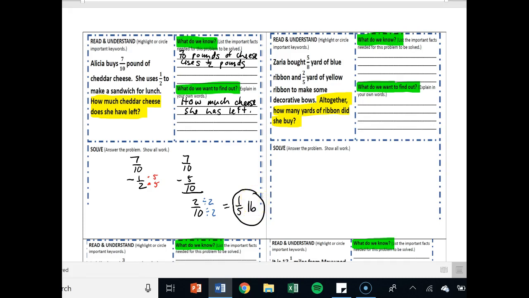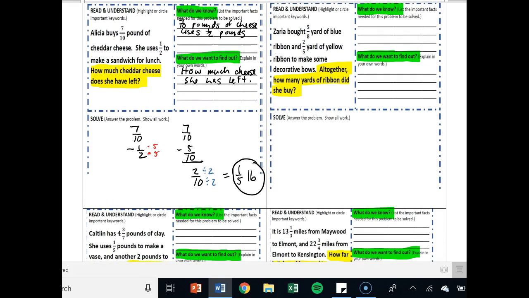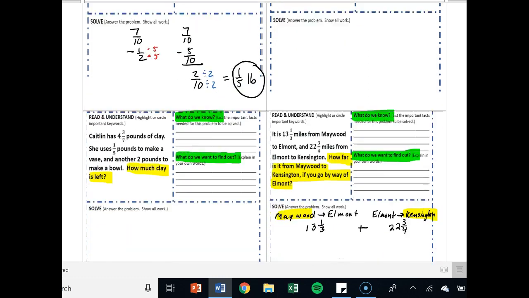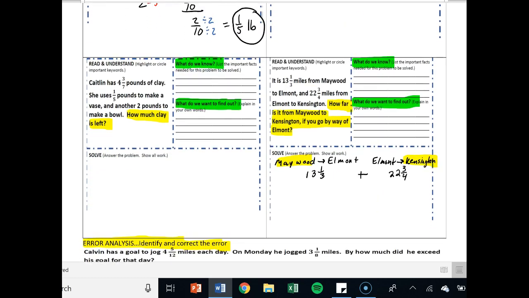You should look at your paper right now and make sure you have everything written down. Questions will only be accepted for classwork points if you and your partner have every single thing written down. Last one I want to take a look at is it's 13 1/3 miles from Maywood to Elmont and 22 3/4 miles from Elmont to Kensington. How far is it from Maywood to Kensington if you go by way of Elmont?